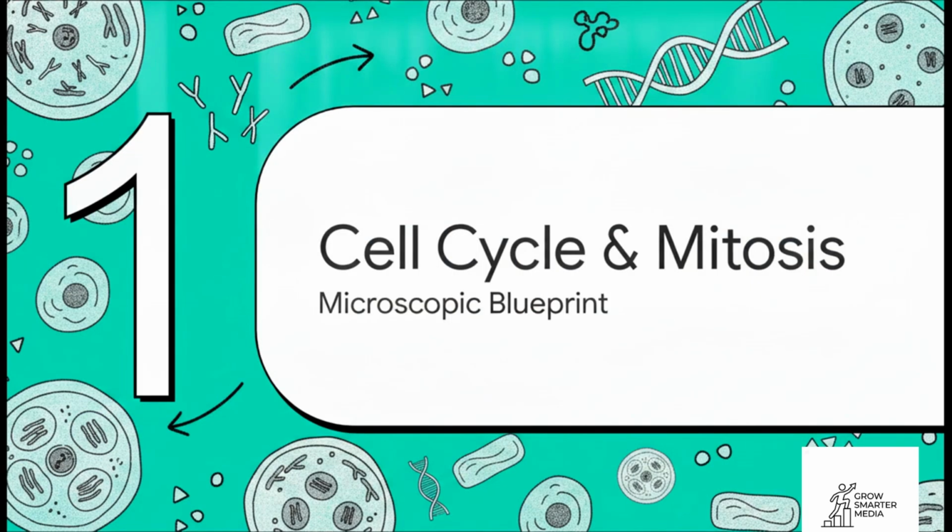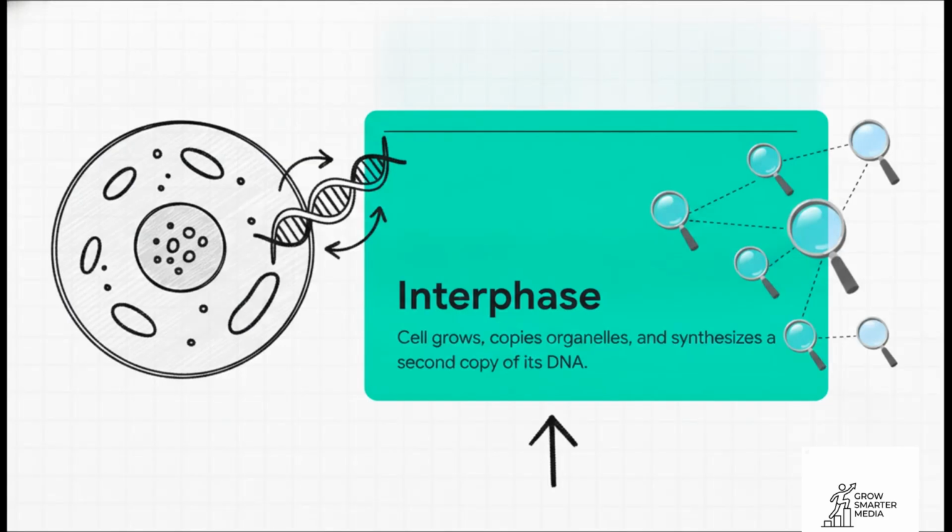All right, part 1. The cell cycle and mitosis, basically our microscopic blueprint. It's really easy to picture cells just constantly splitting all the time, but actually division is the exception. A cell spends the vast majority of its life in what we call interphase. Think of it like a really rigorous biological QA process. It's growing, it's synthesizing DNA, and it's running these strict error-checking checkpoints just to make sure it's flawlessly prepared before it even attempts to divide.